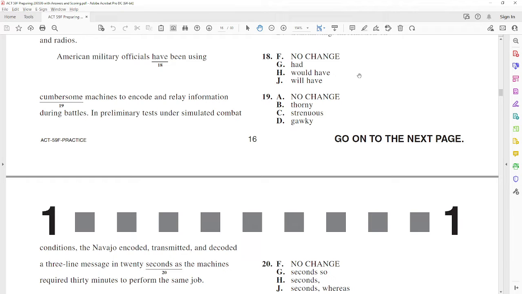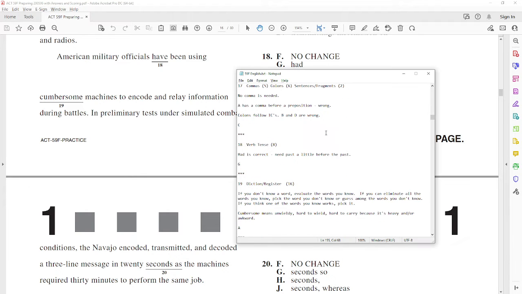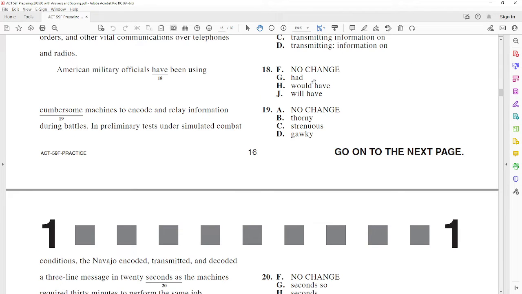American officials have been using, I would say had been using, because of the verb tense, cumbersome machines before this story which happened in the past. So the past before the past would be had, and that would be, let me see if I put it in there. Yes, verb tense. I don't know if I said B, but it's G, had. The second option is what I meant.